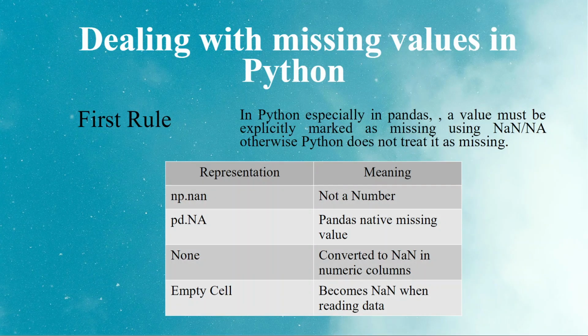Now we will study how to deal with missing values in the Python programming language. In Python, especially in pandas, a value must be explicitly marked as a missing value using NaN or NA. Otherwise, Python does not treat it as missing. Representation and meaning are given in this table. np.nan, NaN means not a number. pd.NA, pandas native missing value. None is converted to NaN in numeric.